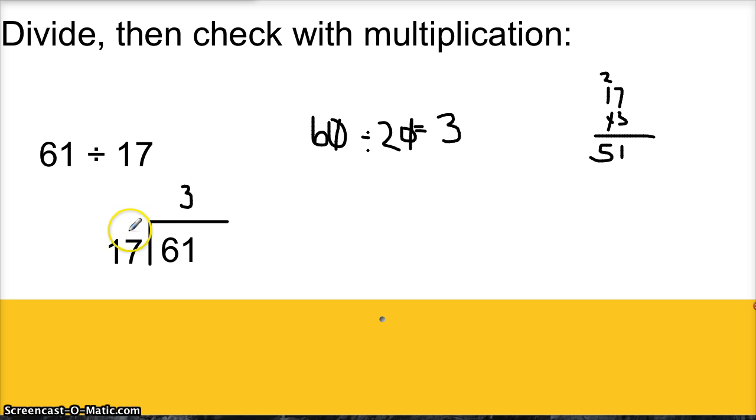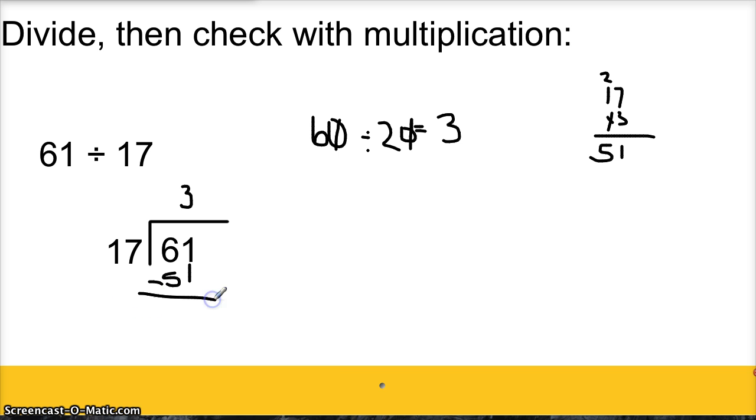So 3 is how many groups of 17 I can make, and I list that below. The number that 17 times 3 makes is 51. When I subtract that, I'm left with 10 that don't fit into a group. So I have 3, remainder 10.